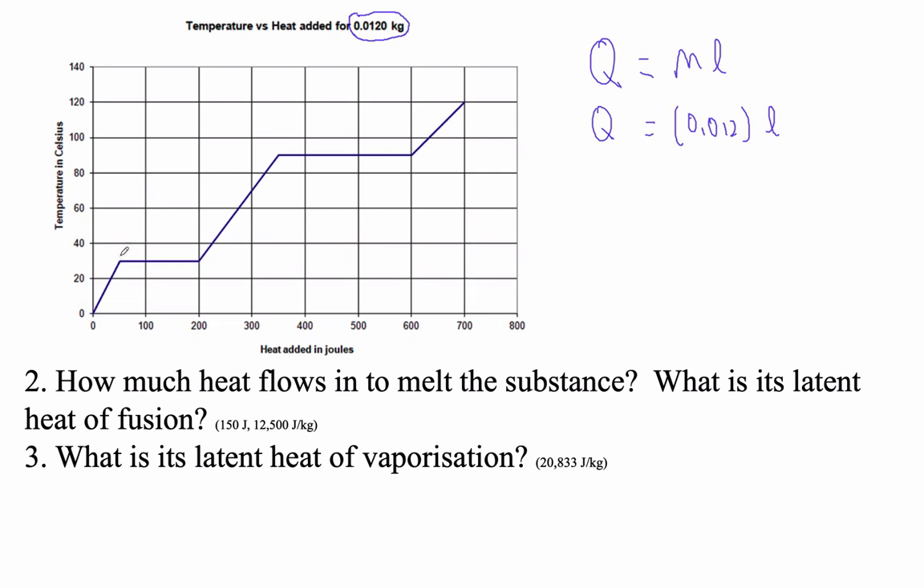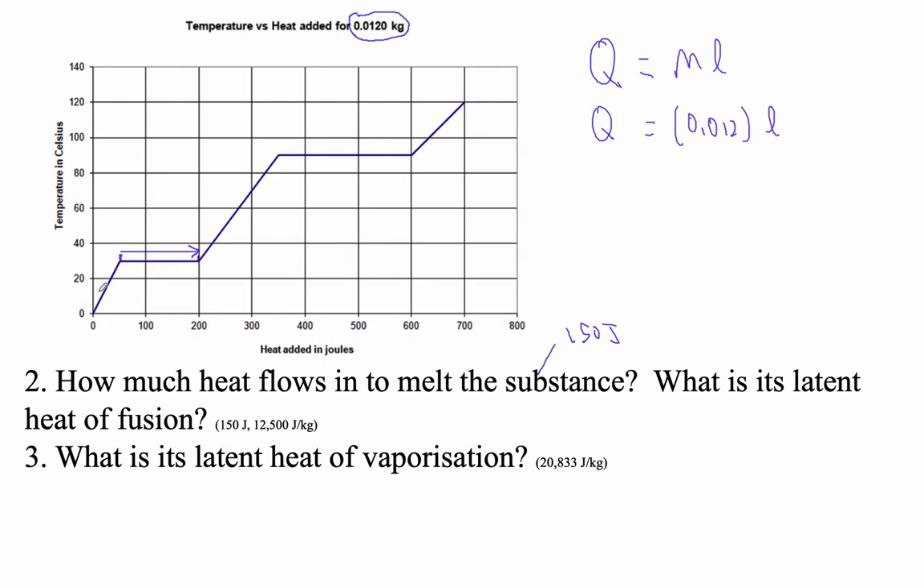How much heat flows in to melt the substance? Well, here's where it's melting. So how much heat is that? If I go from here to here, it's, let's see, 150. Now, the common student mistake is to say that 200 joules flowed in. But let me convince you that that's not correct, because the first 50 joules didn't flow in to melt it.